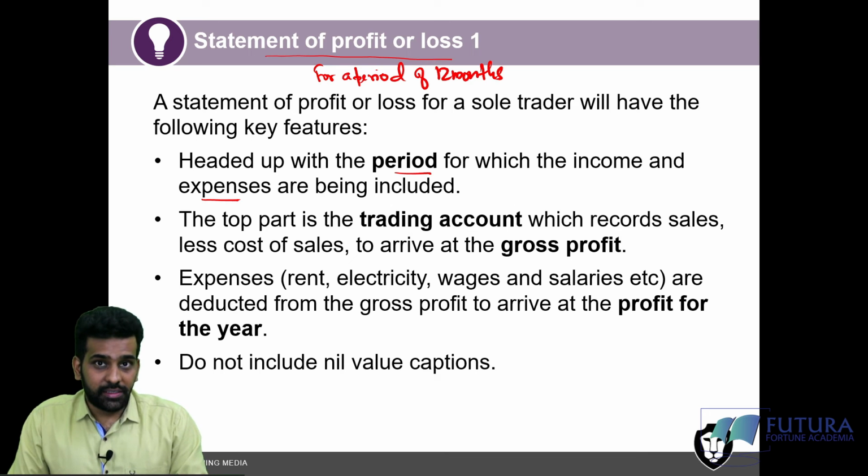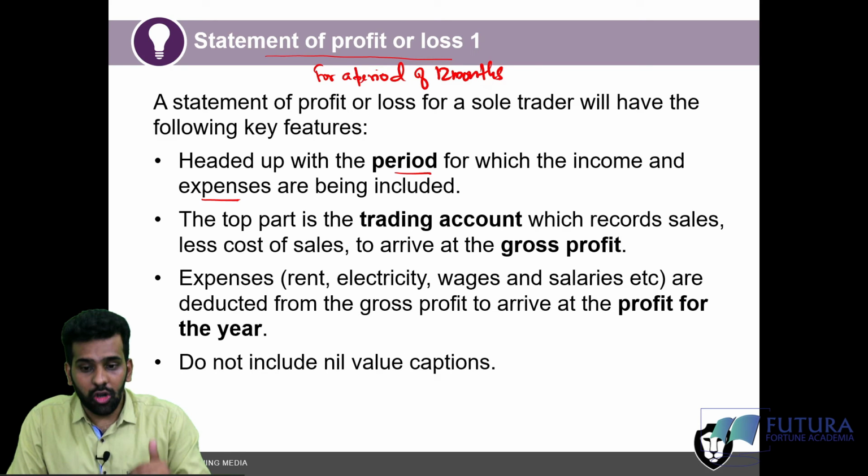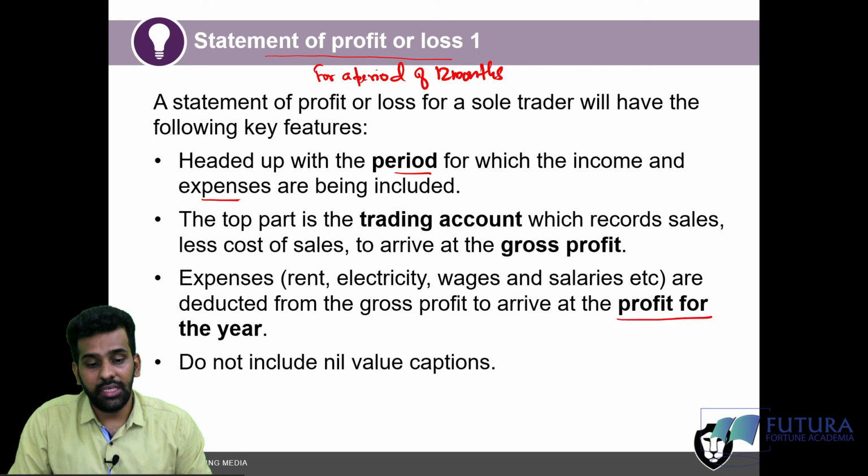Other expenses which I incur, for example to administer my business, my administrative expenses, my rent, electricity, wages, salaries, all would be included from the gross profit to arrive at the profit for the year.